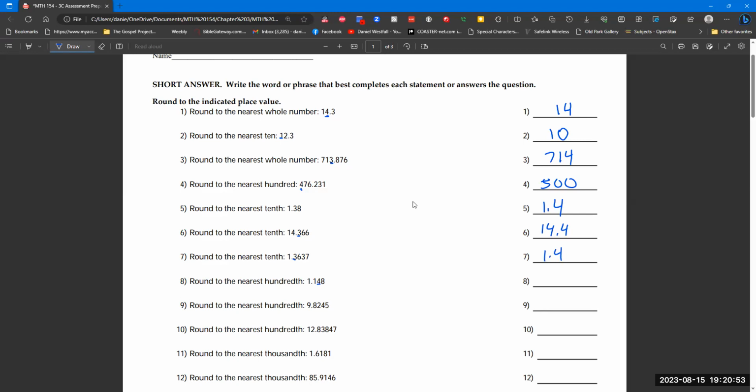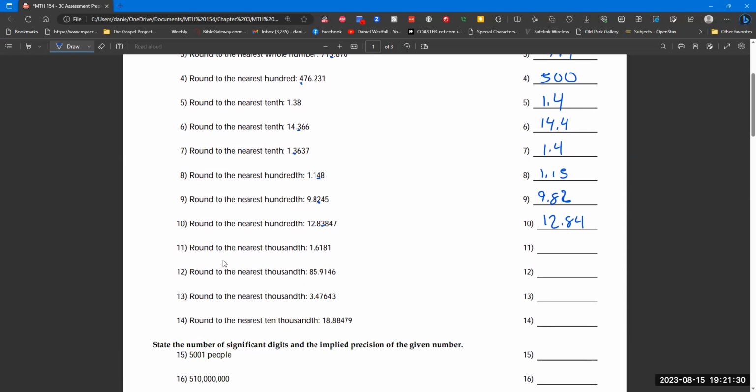Round to the nearest hundredth. That 8 thousandths is going to make me round up to 1 and 15 hundredths. Round to the nearest hundredth. Hundredths is there. That 4 is not 5 or greater, so we're going to round down to 9 and 82 hundredths. Round to the nearest hundredth. So 3 is in the hundredth spot here. That 8 is going to make me round up, so that's 12 and 84 hundredths.